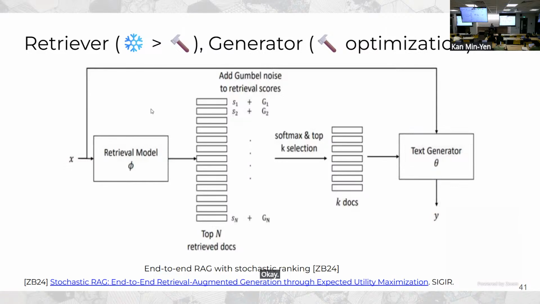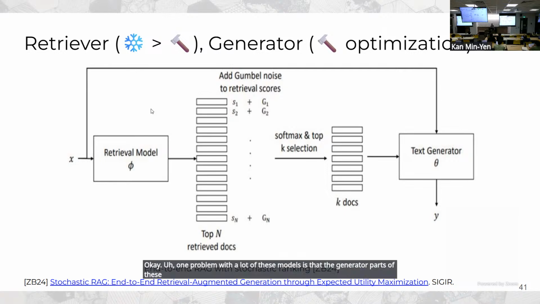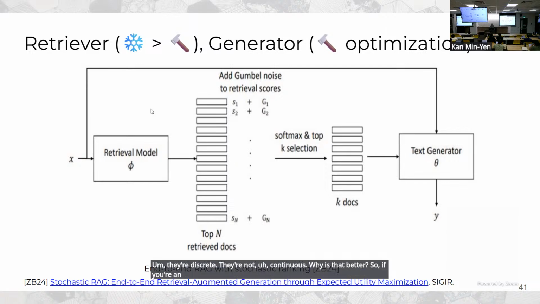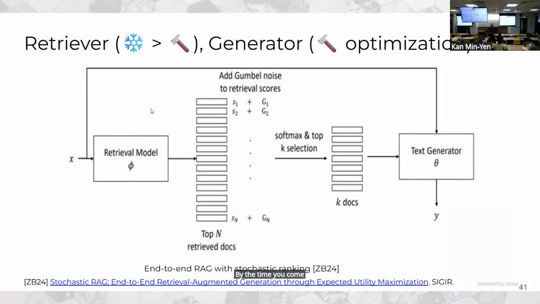Okay, one problem with a lot of these models is that the generator parts of these things are discrete, they're not continuous. Okay, why does that matter? If you're an undergraduate, you may not understand it, it's okay right now. By the time you come to the end of the course, it should be very clear.